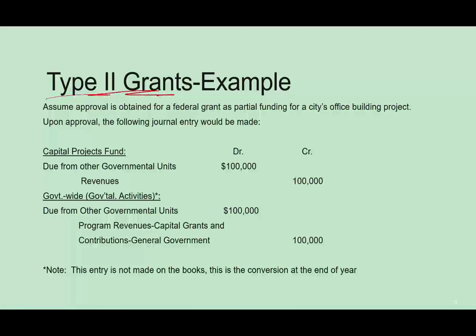Let's look at a grant, type 2. Assume approval is obtained for a federal grant as partial funding for a city office building project. So what's going to happen? The federal government is going to give us some money as a grant. Upon approval, once the federal government approves the grant, we debit due from governmental unit, which is a receivable, and we credit revenue. Now, on the government-wide financial statement, we debit due from governmental unit, and we credit program revenue, which is also revenue.